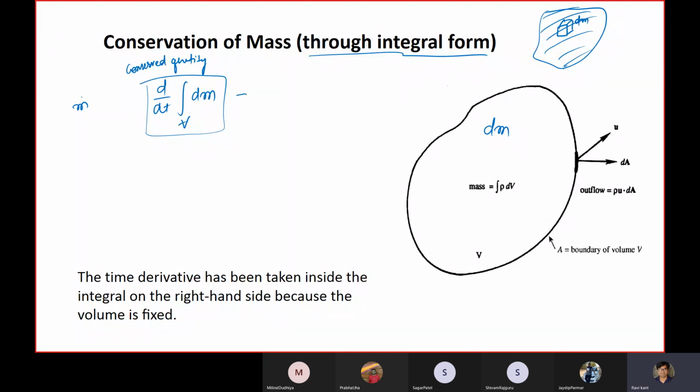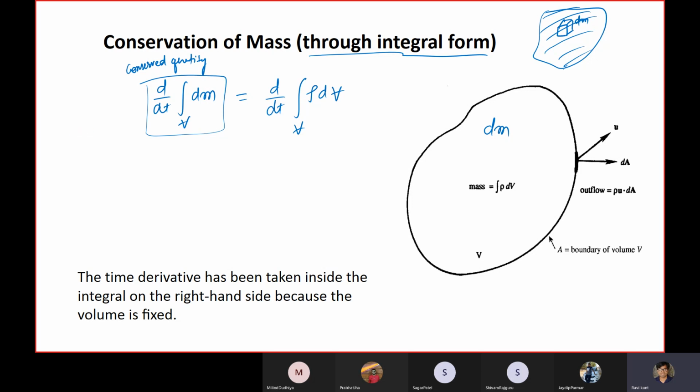So this thing, mass can be written as density is equal to m by v, so mass is equal to rho dv. Can I write that? So I can write that d by dt of the integral of rho dv, integrated over the whole control volume. This I can write.